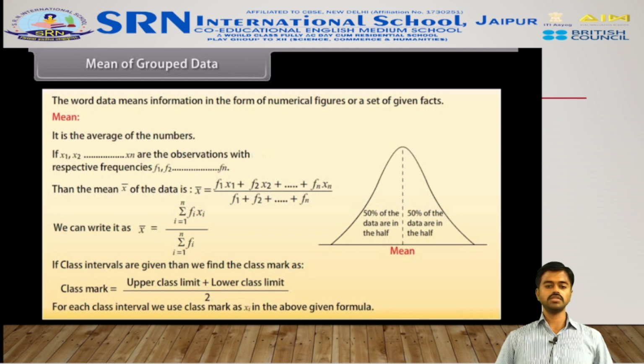So x bar is equal to summation of fi xi, where i represents a natural number starting from 1 to n, upon summation of frequencies, that is fi. Now another term will be used in the discussion, that is class mark. So class mark will be calculated with the help of upper class limit plus lower class limit upon 2.